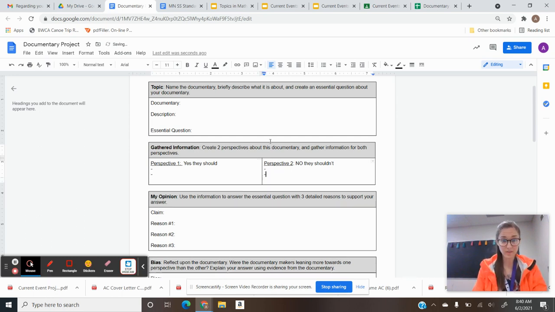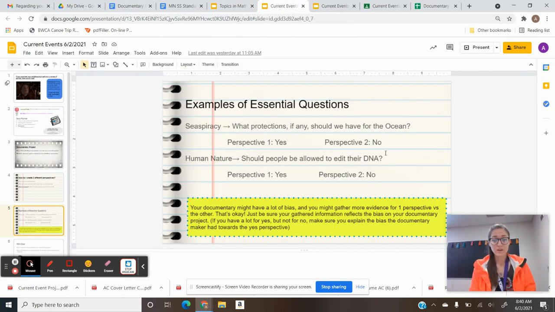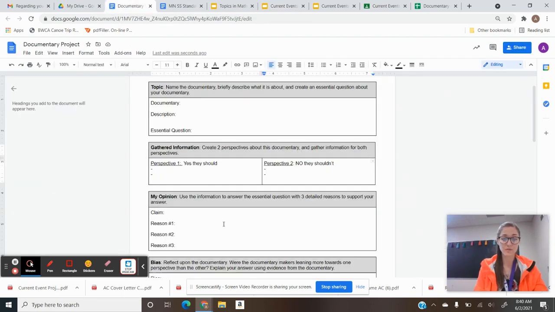Now, here is one thing that I do want to point out. Your documentary might have a lot of bias, and you might have a lot more evidence for one perspective versus the other, and that's absolutely fine. That's just kind of the nature of documentaries. A lot of the times they're presenting information from one perspective over the other. Just be sure that your gathered information is reflected on the bias portion of your documentary project.